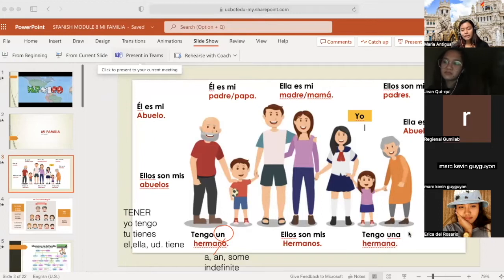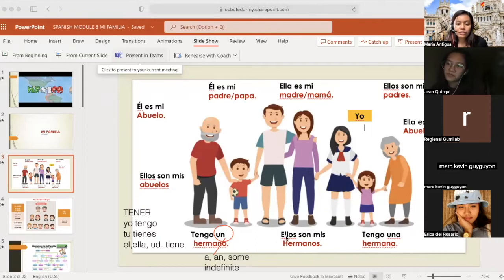And then look at this, tengo una hermana. Of course, that is now your sister. Okay, and take note, it's una because it's feminine. Una hermana, un hermano. You remember that from your articles, right? Un, una, unos, unas. Okay, for plural. Let's proceed to here. Ellos son mis hermanos.